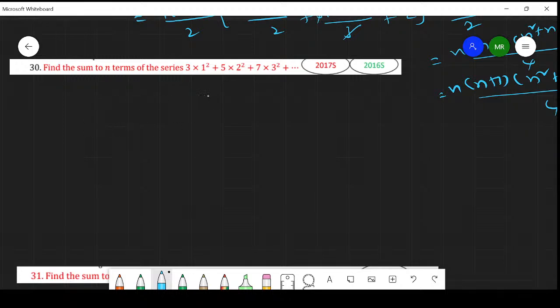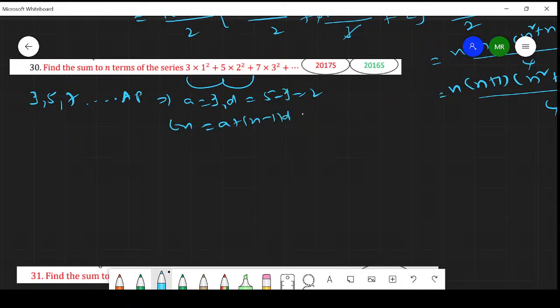When I have taken like this, again first term 3, 5, 7 odd numbers. So 3, 5 and so on are in AP. Just take the terms 3, 5, 7 and so on AP. So here A is equal to 3. Common difference is, I know, 5 minus 3, 2. So in this case, what is Tn? Tn equal to A plus n minus 1 into D. 3 plus n minus 1 into 2. So it comes now 2n plus 1. Odd numbers, 2n plus 1.